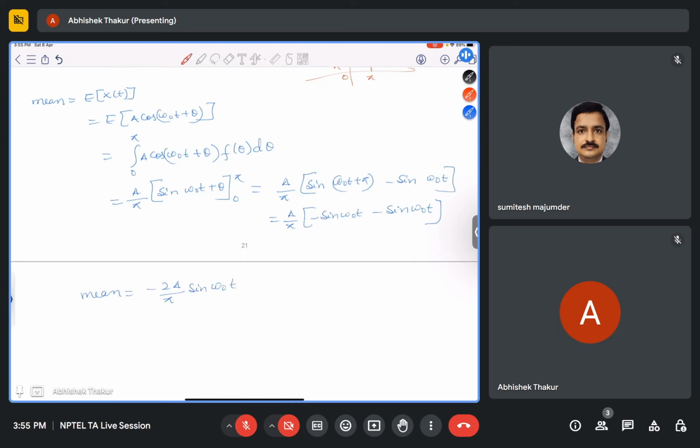So here you can see the mean depends on time t. For a signal to be WSS, it should be independent of t. So this is not a WSS random process.